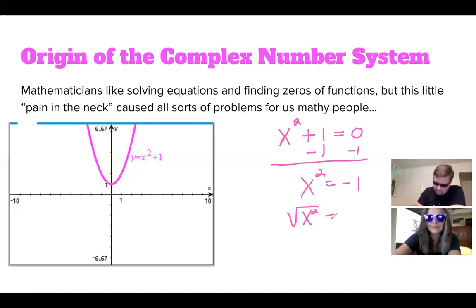But what thou doeth unto one side of the equation, thou must doeth unto the other. And I think we talked about... Preaching math today, preaching it. Preach it, sister. Okay, or brother, whatever.